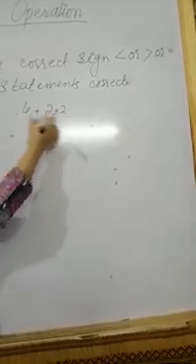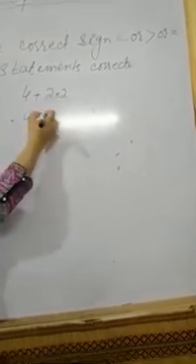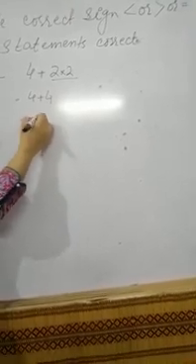Now come on this side. We do the multiplication first before addition. 2 times 4 and 4 plus 4 is 8. So now we see that our left hand side is equals to our right hand side. So we put the equality sign over here.